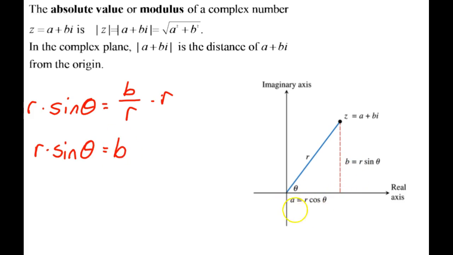We could use a similar process to see why a is equal to r times the cosine of theta, because if this is our angle theta, the cosine of theta is equal to adjacent over hypotenuse. Go through the same process. The reason we need to know that b is equal to r times the sine of theta is going to be in the next example when we talk about complex numbers written in polar form or trig form.